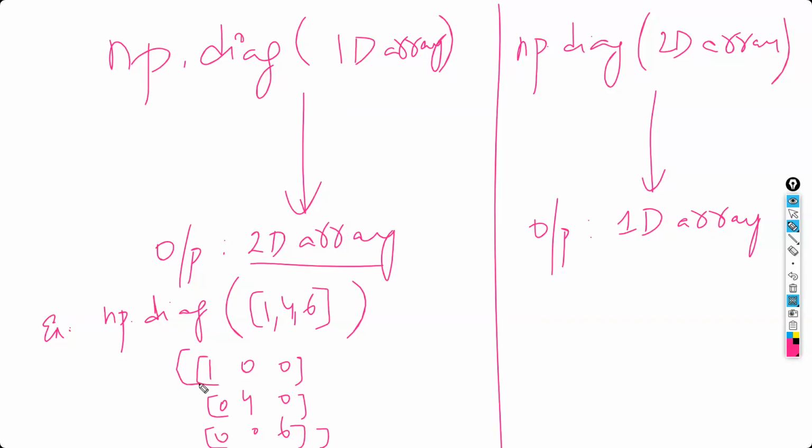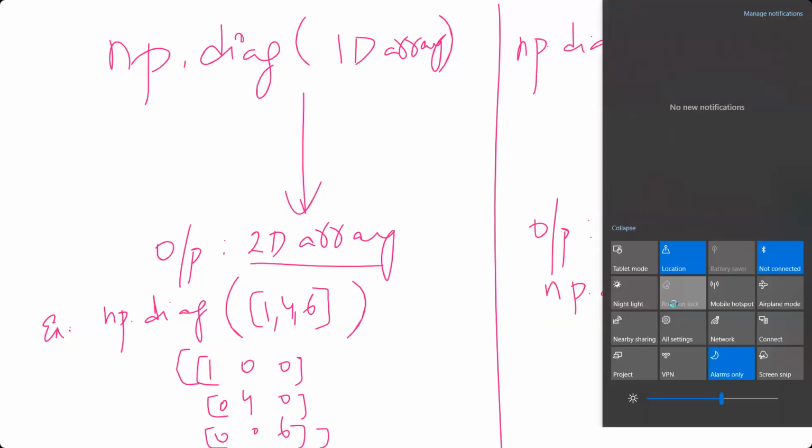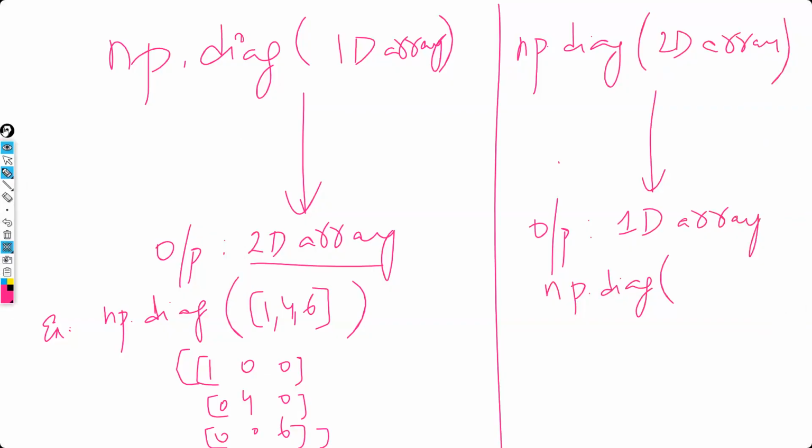Now, if you take np.diag of 2D, I'm going to give a 2D array as input: that is 1, 2, 3 and the next one is 4, 5, 6. It is a 2D array. Now what output is it going to give? The diagonal values: first row first value, what is it? 1. Second row second value, what is it? 5. So it is going to select the 1 and 5 and give the output like this.